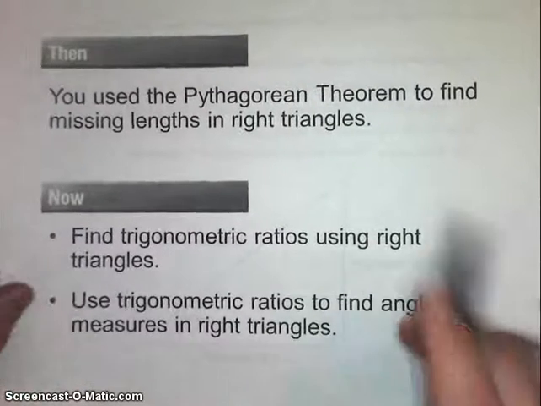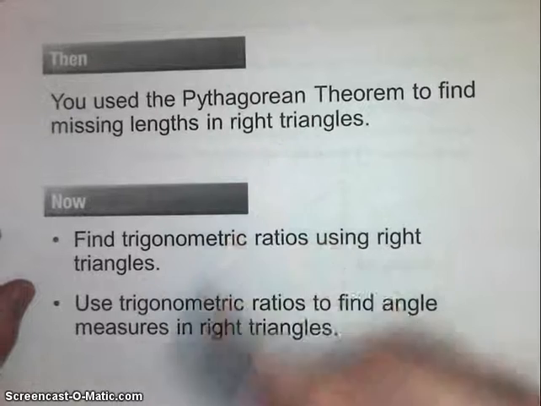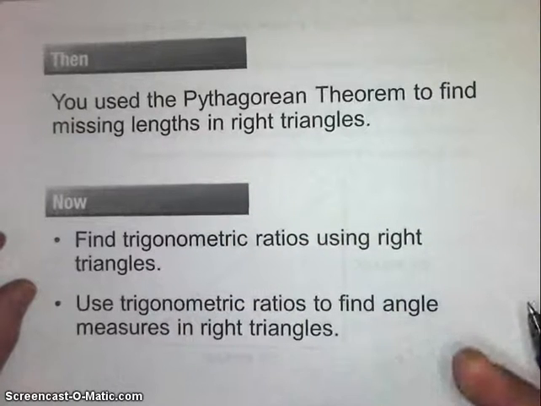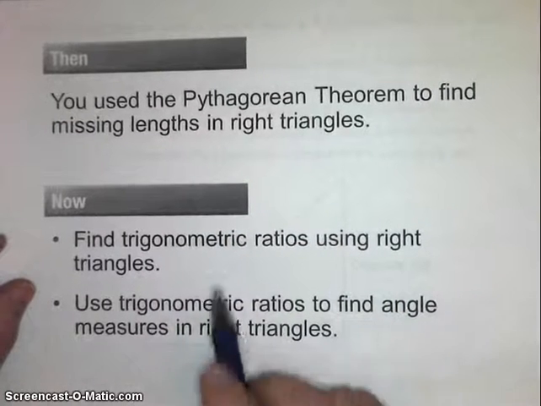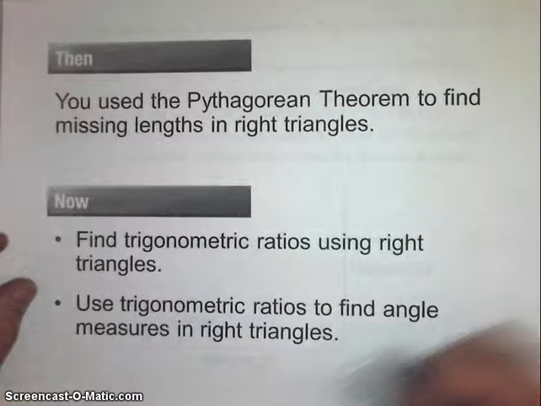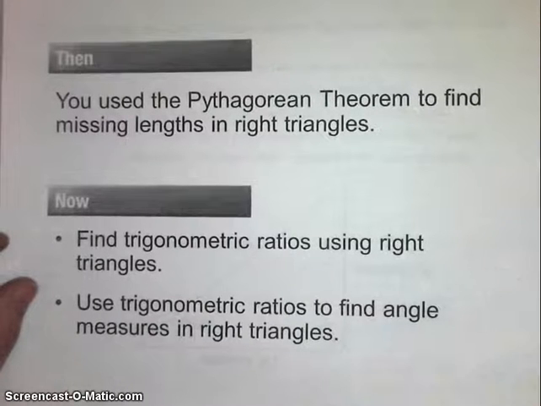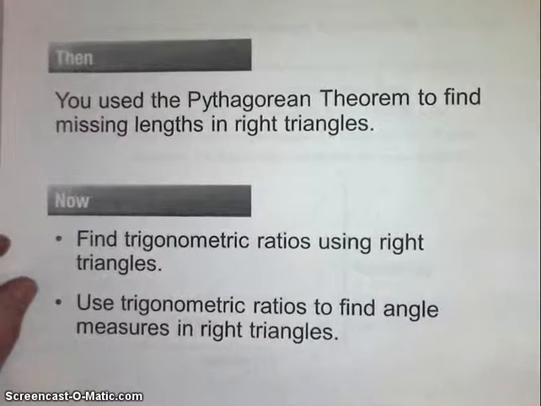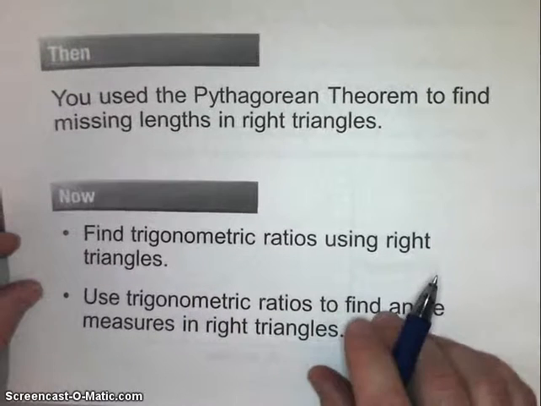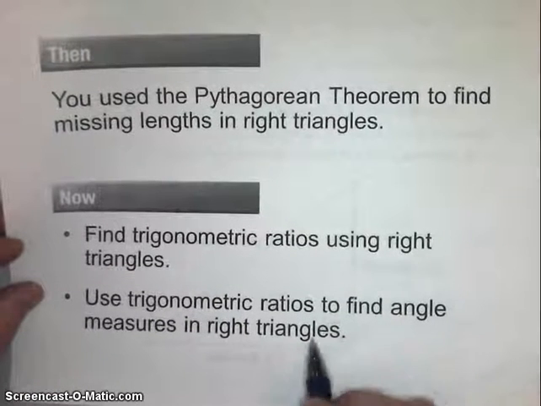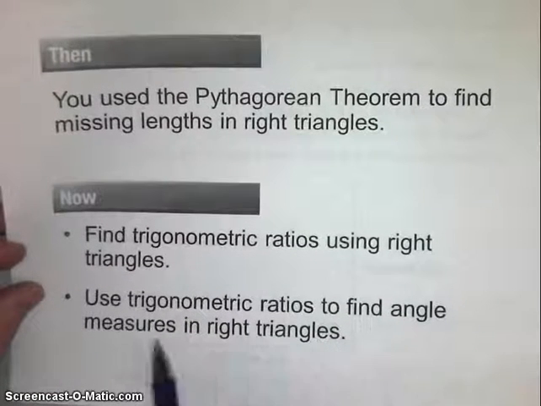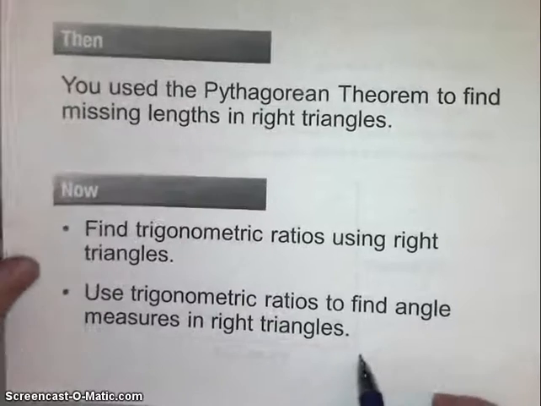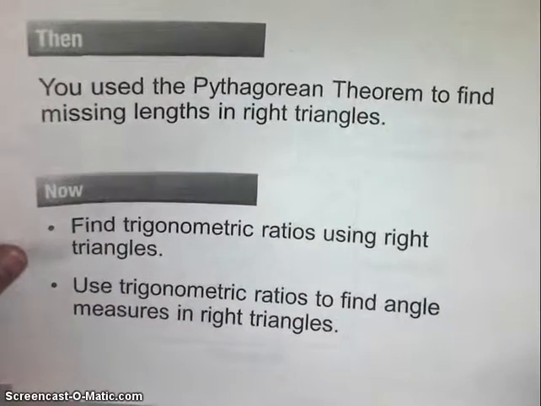Previously, we've used the Pythagorean theorem to find missing lengths in a right triangle, but we always had to know two of the three. Now I'm going to show you how to use trigonometry in your calculator, and we'll eventually be able to find those side lengths given less information about that triangle, like only one side and the angle measure. We'll also use trigonometric ratios to find angle measures in right triangles. We'll talk about how to do that as well.